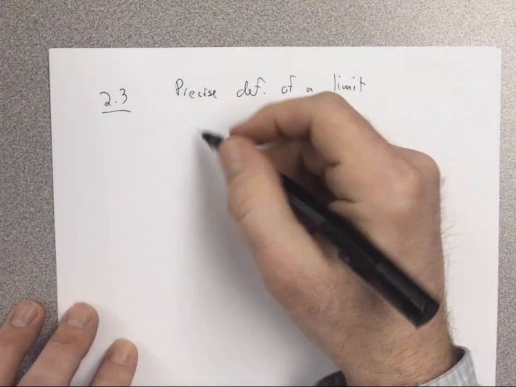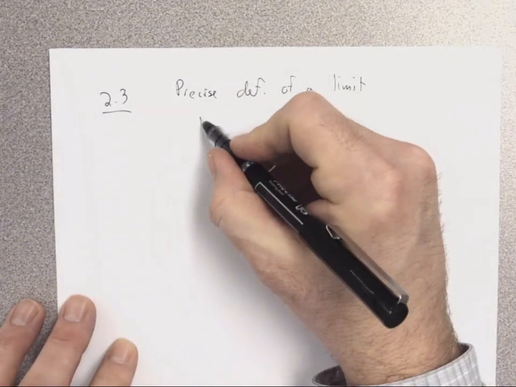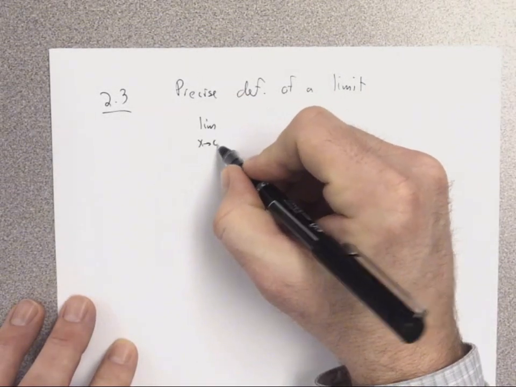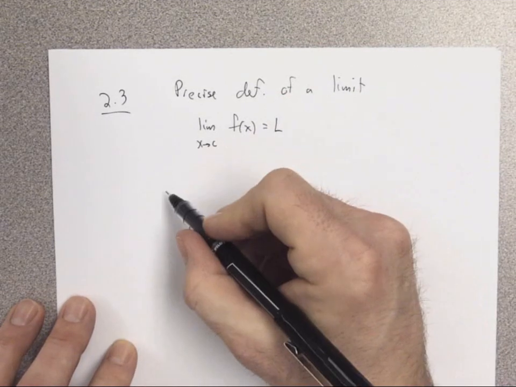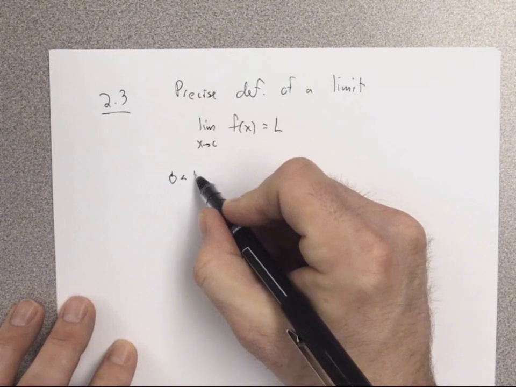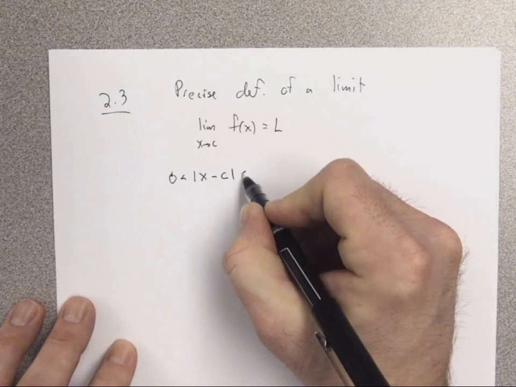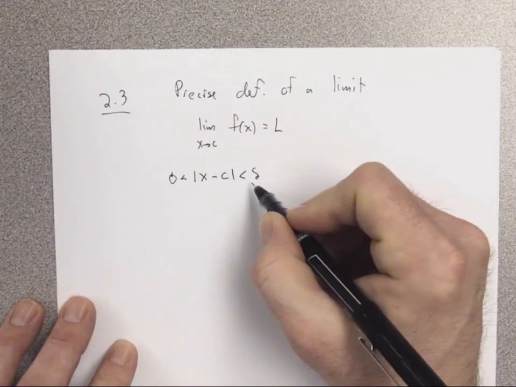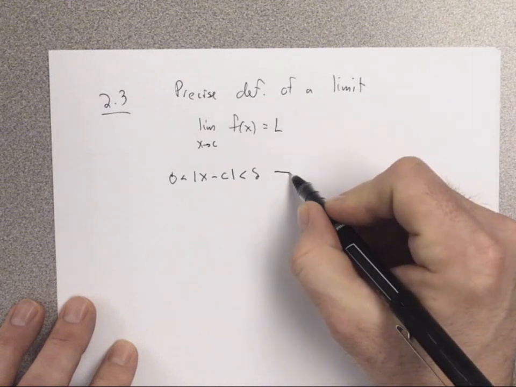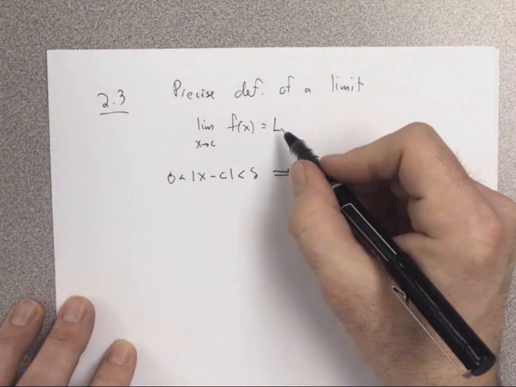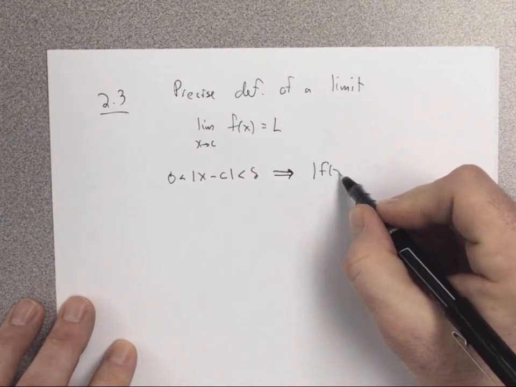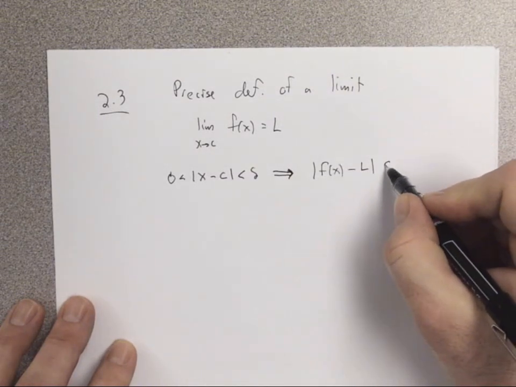And what we know is our precise definition basically says that if I say the limit as x approaches c of f of x is equal to L, what that means is if x gets really close to c, then, so really we usually use a double arrow, f of x is going to get really close to L, right?